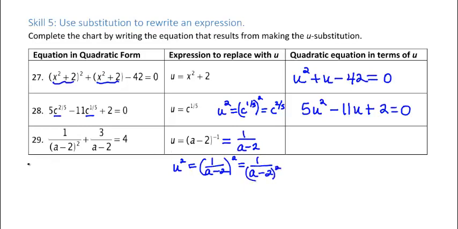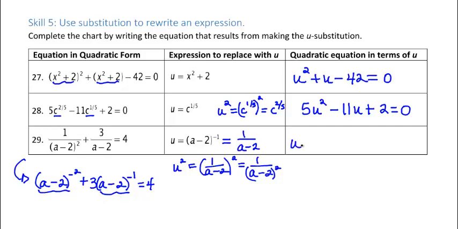And if you don't like it like that, we can actually rewrite this equation to be a minus 2 to the negative 2 plus 3 times a minus 2 to the negative 1 equals 4. And so when we make this substitution of a minus 2 to the negative 1, we would really get u squared plus 3u equals 4.